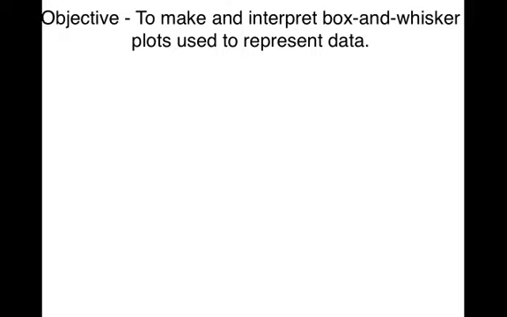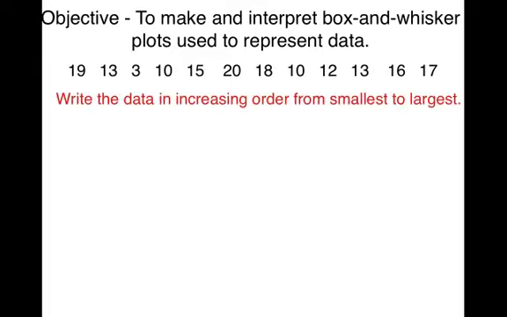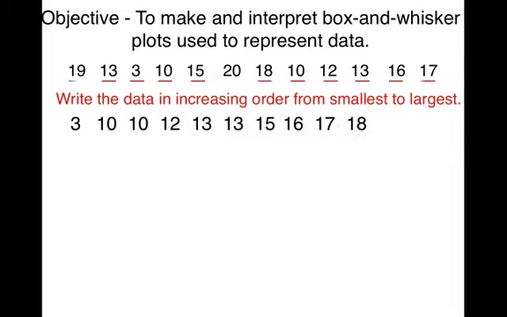So, our objective is to make and interpret box and whisker plots to represent the data. So here's a group of numbers. You already have them written down. And what we need to do is put them in order from smallest to largest. So we're going to go ahead and do that. Is that all of them? Okay, so we've got them all in order. 3, 10, 10, 12, 13, 13, 15, 16, 17, 18, 19, 20.